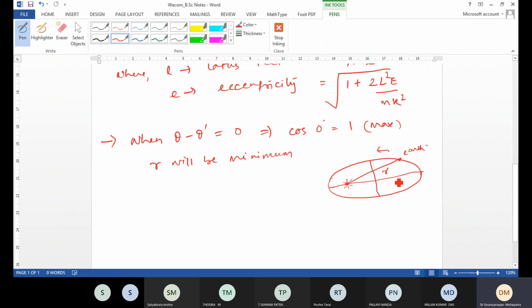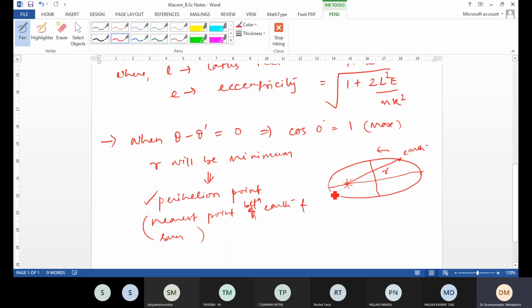All right, so what is the minimum point? If R is minimum, this is called the perihelion point. That means the nearest point of Earth, or the nearest point between Earth and Sun. This is called your perihelion point.